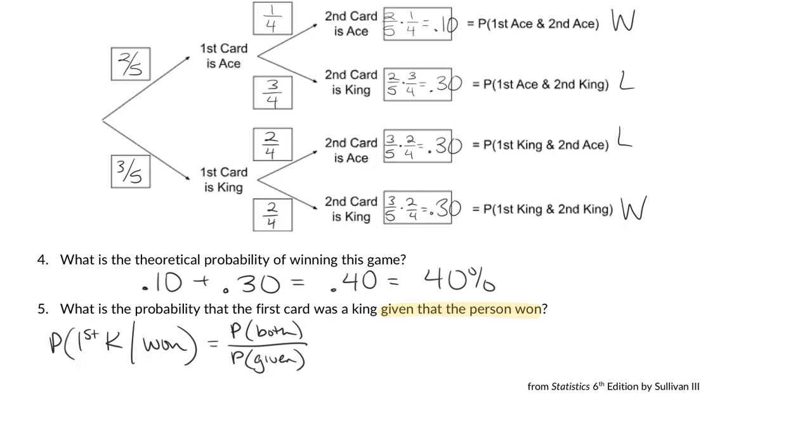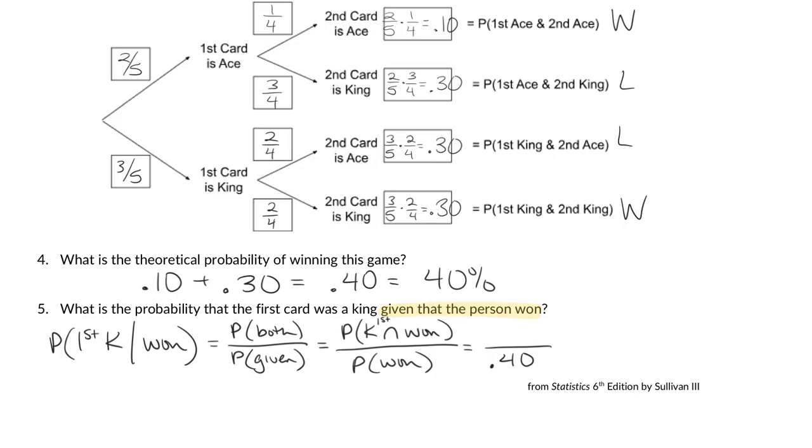We've found both of these things already. The probability that the first card is a king and I won, so if I'm using correct letters for this problem, that's really saying the probability I got a king and I won. I'm back to writing that first, over the probability that I won. We just calculated the classical probability that we would win this game. That was the answer to number 4. So the probability that we would win this game is 0.40.